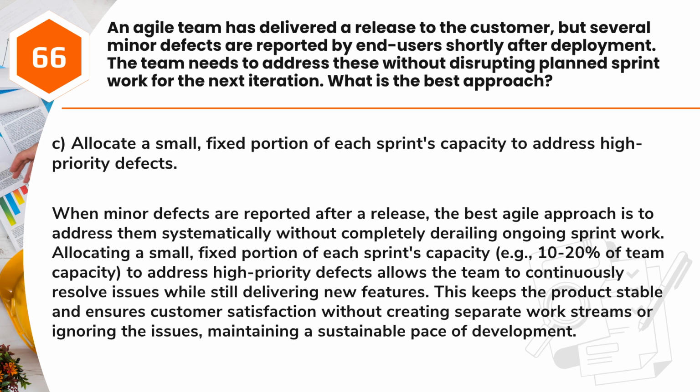Answer: C. Allocate a small, fixed portion of each sprint's capacity to address high-priority defects. When minor defects are reported after a release, the best Agile approach is to address them systematically without completely derailing ongoing sprint work. Allocating a small, fixed portion of each sprint's capacity, e.g., 10 to 20% of team capacity, to address high-priority defects allows the team to continuously resolve issues while still delivering new features.